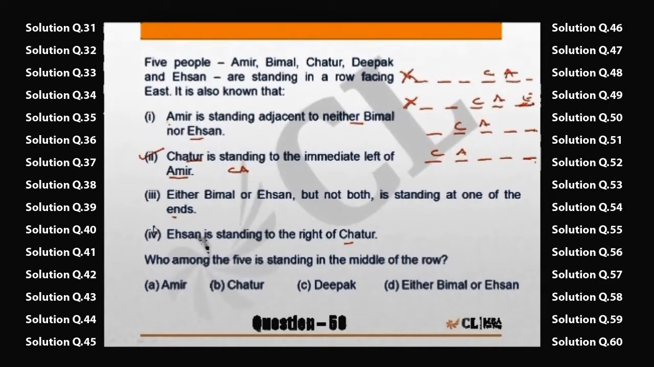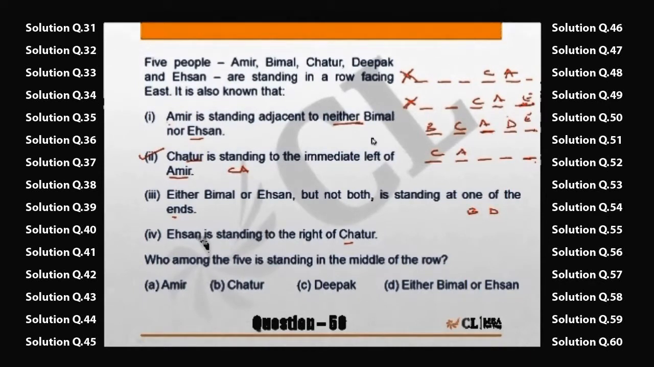Third arrangement says that E has to be on the right of Chatur, so E could be here. But E cannot be here because E and A cannot be adjacent to each other, which means E will have to be here. So if E has to be here, the other 2 people which are left are B and D. So if we put E out here, we still need to place B and D. Amir is standing adjacent to neither Bimal nor Ehsan. So B cannot be next to Amir and E cannot be next to Amir. That means B will have to be here and D will have to be here.